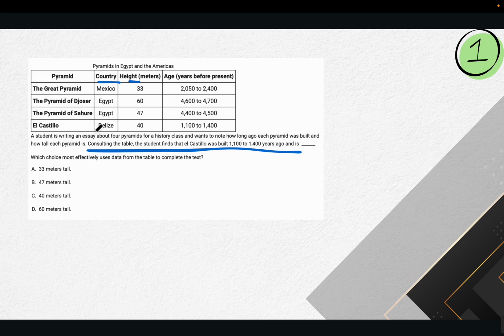So we can make ourselves ready for both, for the question to ask both. We can say that it is 40 meters tall in the country Belize. So we check the options. 40 meters tall, which one is 40 meters tall? Question C. And right over here, the timer ended, 1 minute ended. So let's continue with the next question.